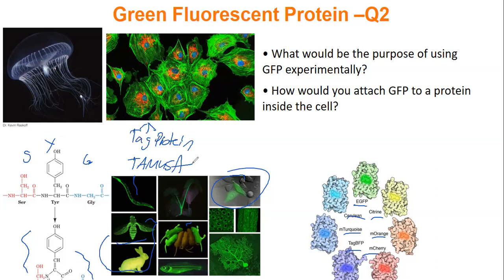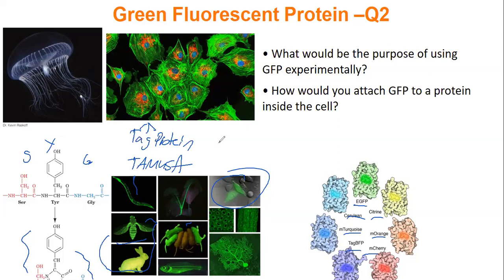How would I attach GFP to my protein of interest? We kind of have already talked about this before. Hint, hint, wink, wink, nudge, nudge. Yeah, use a vector to put the DNA that makes GFP into the cell. So yeah, let me just expand on that, right?